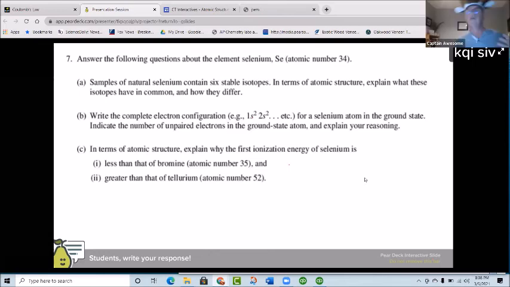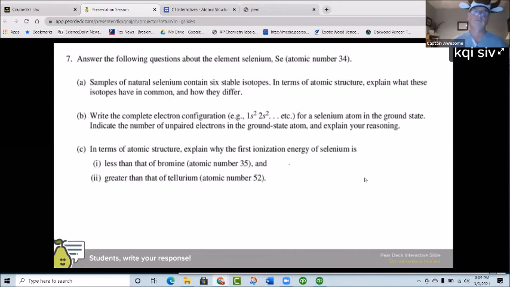So they're asking, what do you know about atomic structure? You ought to be able to look up selenium and know that they all have the same number of protons, and that isotopes are things that have different numbers of neutrons, but they would all have the same number of electrons. So that goes back to, do you understand what an isotope is?